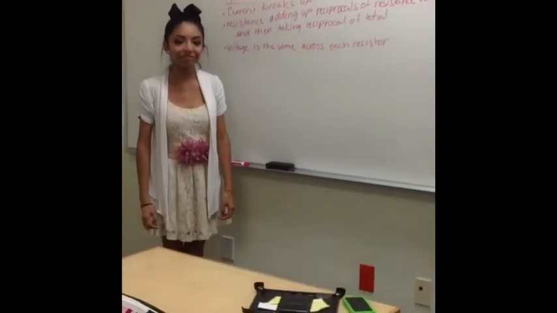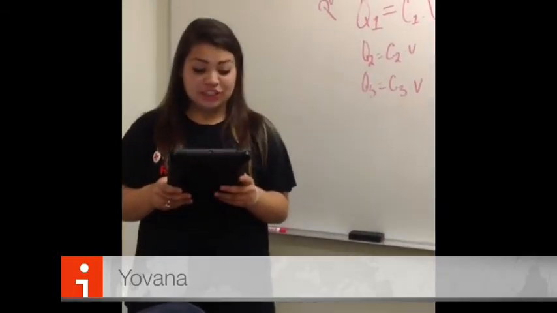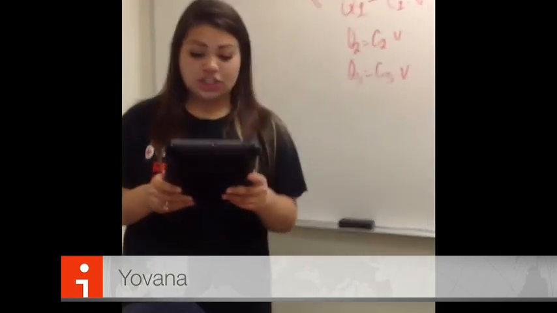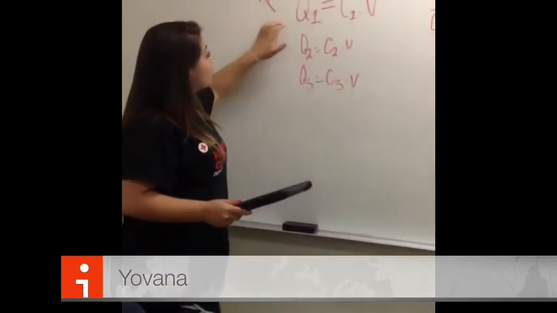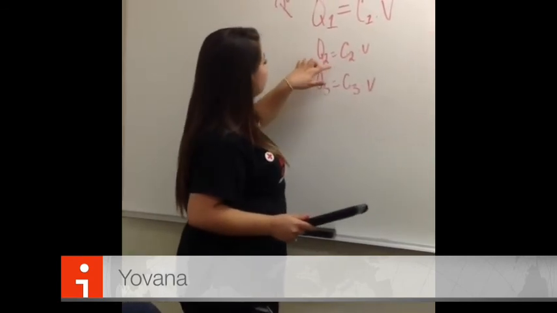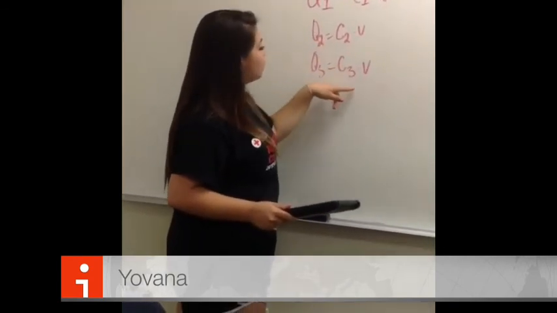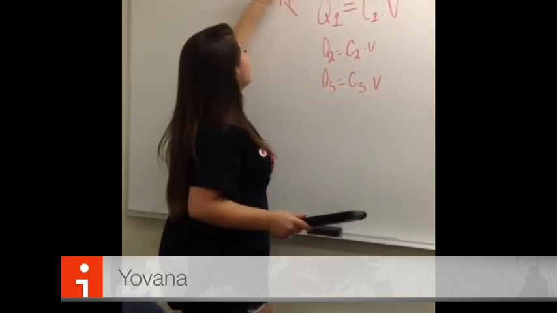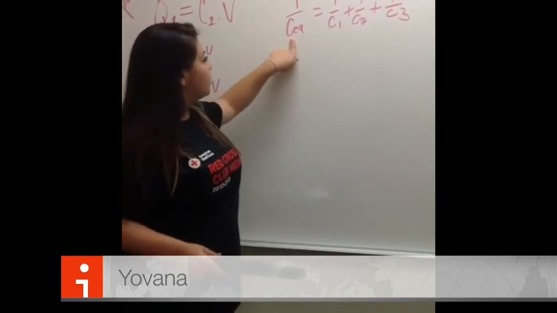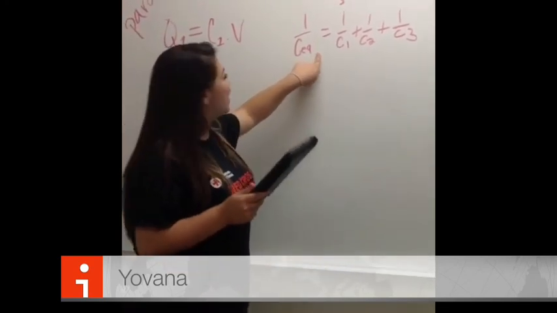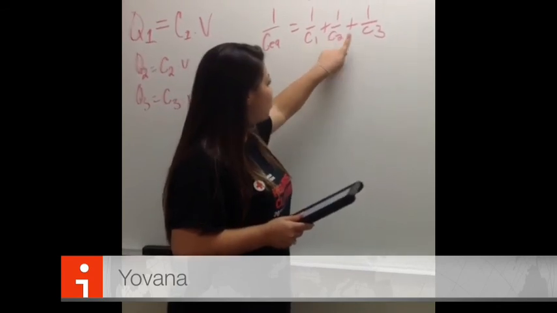To finish off our show, let's go to Giovanna. Capacitance is the ratio of the change in an electric charge in a system to the corresponding change in its electric potential. To find parallel, Q1 equals C1 times V, Q2 equals C2 times V, Q3 equals C3 times V, and V equals VAB. In a series, it's 1 over C_EQ equals 1 over C1 plus 1 over C2 plus 1 over C3.